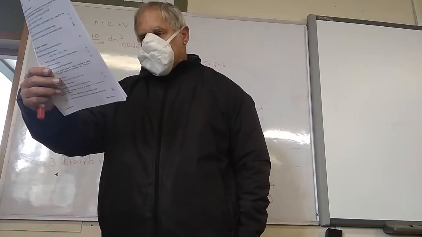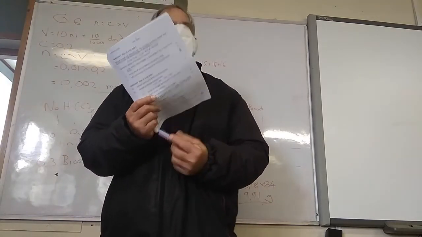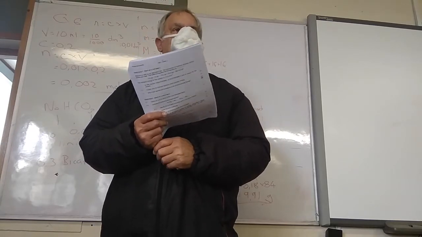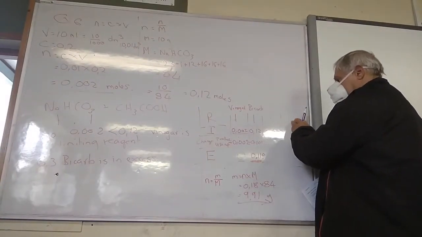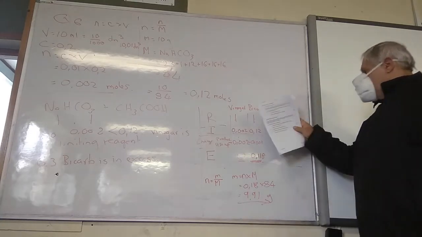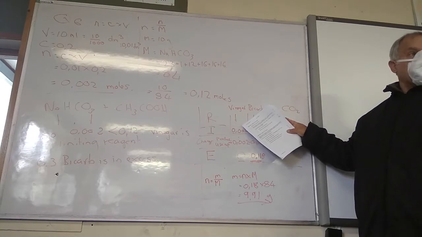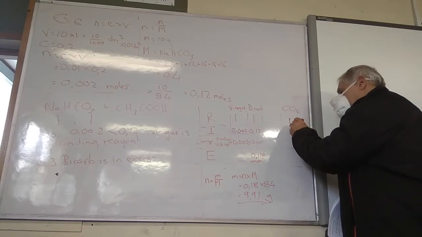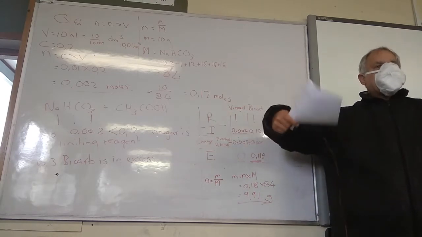And then calculate the volume of CO2 produced at STP. Okay, now let's go back to this rice table. And let's put CO2 there. What was our ratio of CO2? 1:1:1:1. But this 1 was produced. So it's plus 1. Whatever is produced is plus, right?